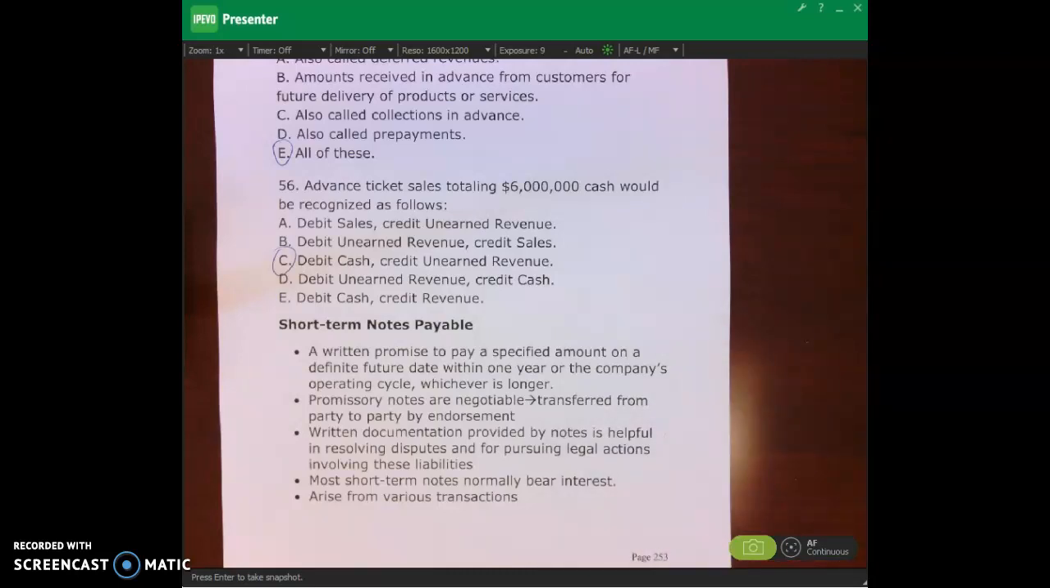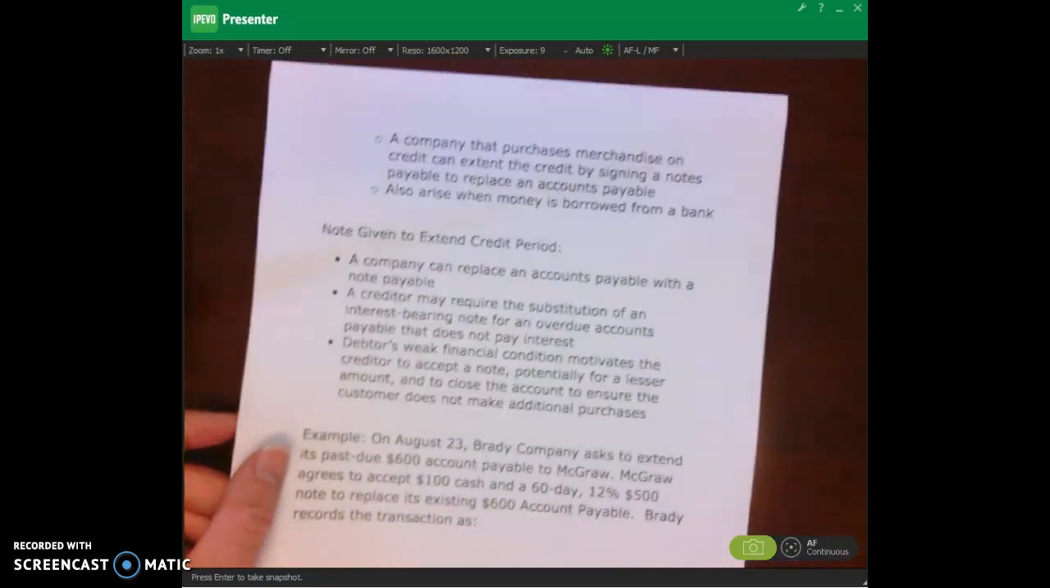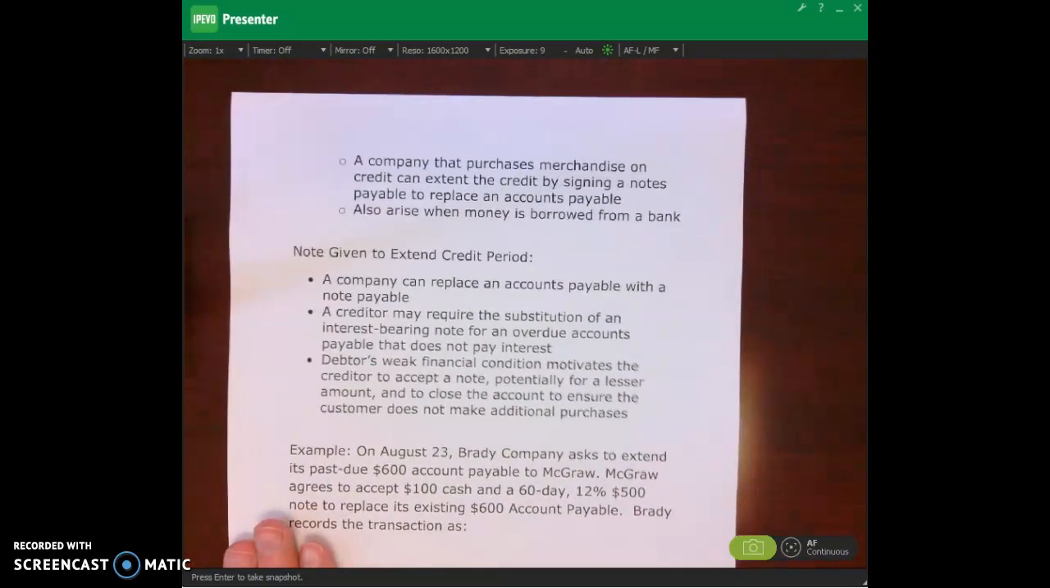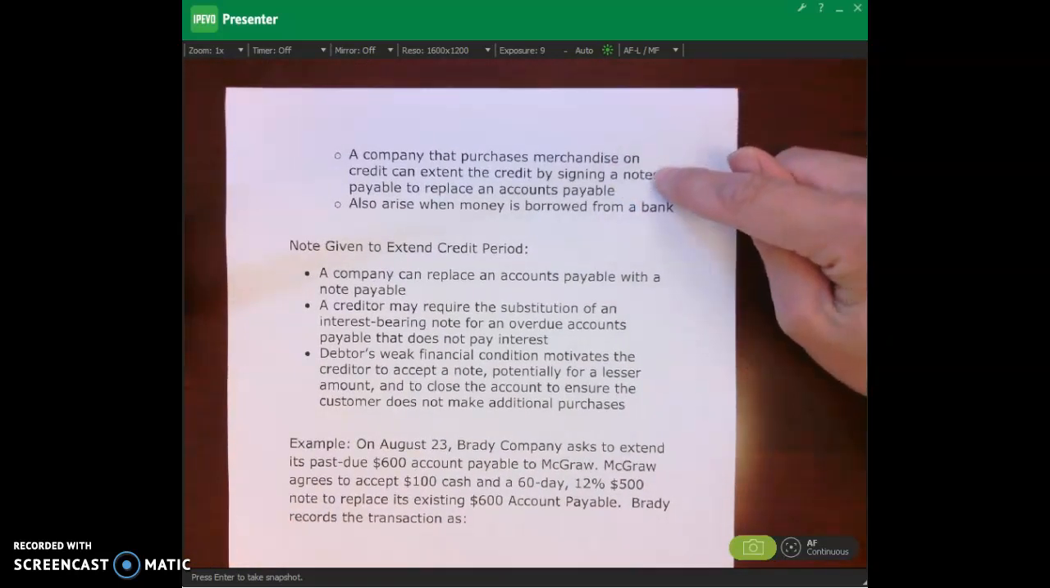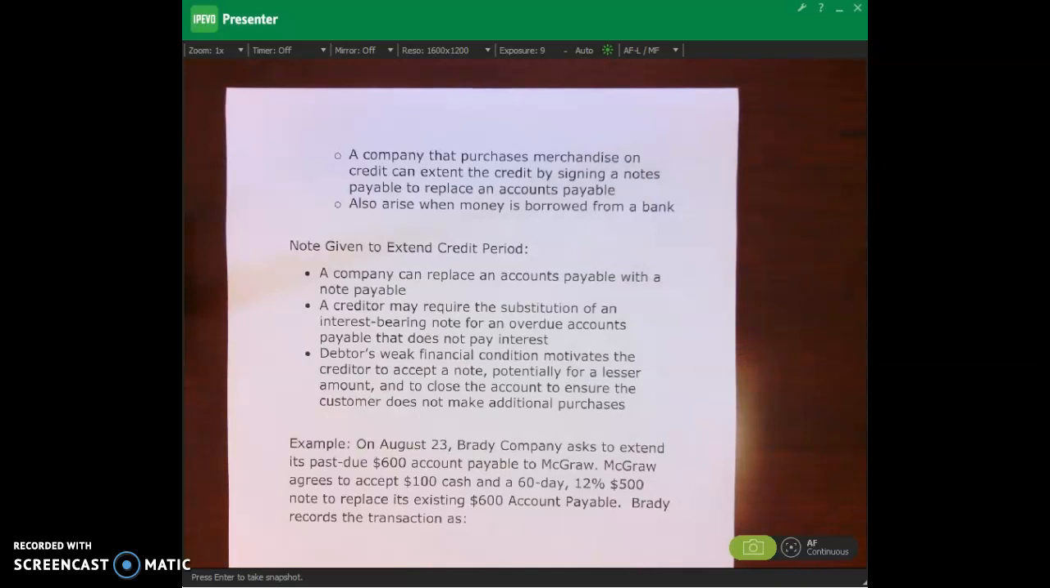And again, as I said earlier, it can arise from various transactions, but some common ones would be a company purchases merchandise on credit, okay? And then they can extend that credit. Maybe we can't pay our accounts payable right now. We're running low on cash. So what we do is we say, all right, we're going to extend our accounts payable by issuing a notes payable, okay? It also can arise when we borrow money from a bank.